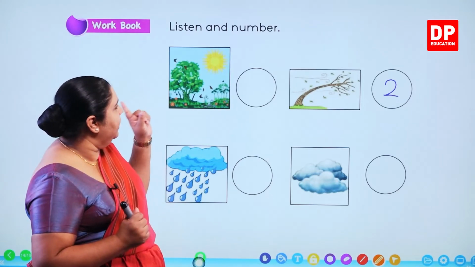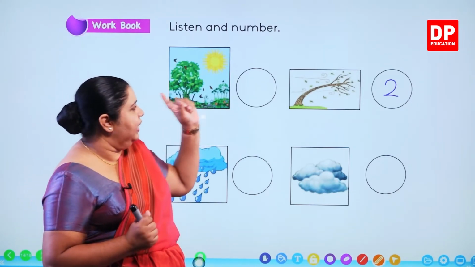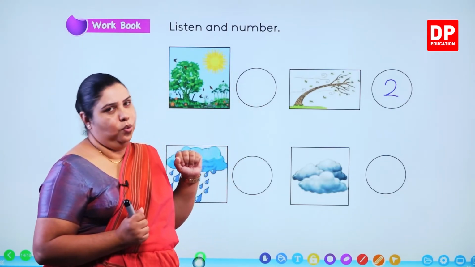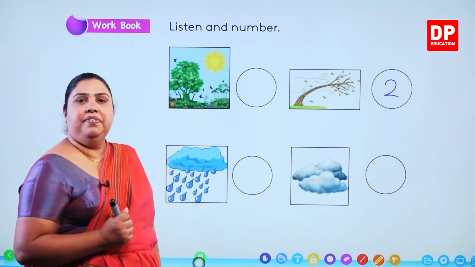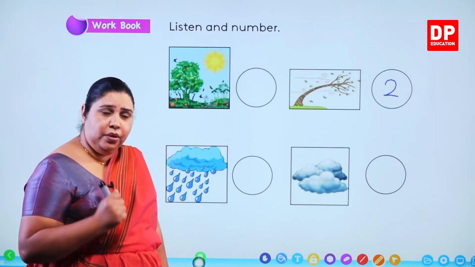Now can we see dark clouds in our first picture? No. Can we see in the second picture? No. In the third picture, what can you see? You can see some clouds, but are they dark clouds?